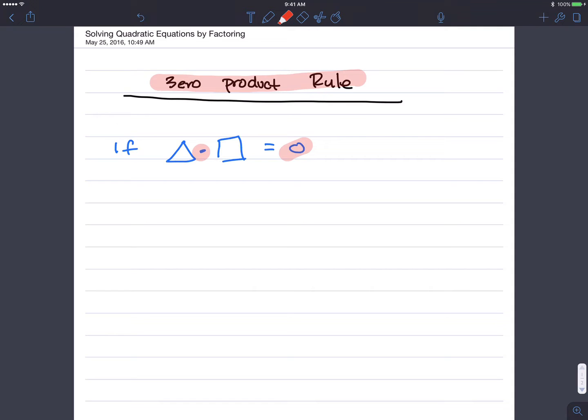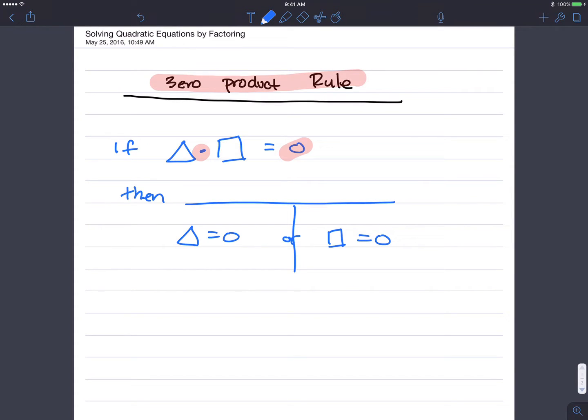So if I ever have a product of two numbers equal to 0, then what am I guaranteed to know about the numbers? What do you think? What's that? One of them is 0. One of them is 0, or what? Or both 0. Yeah. This is the zero product rule.